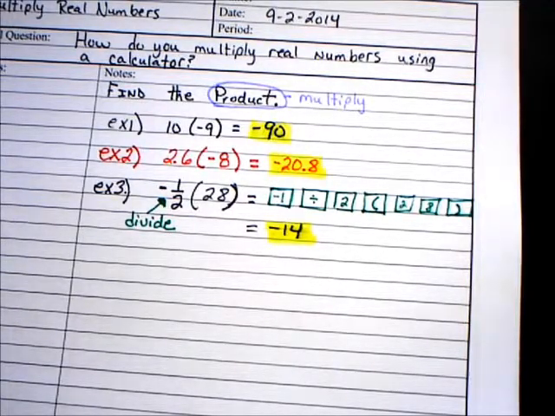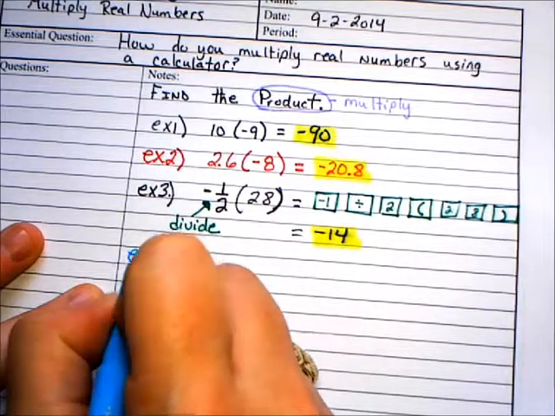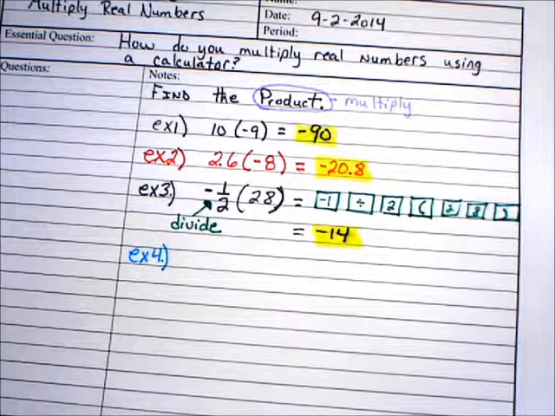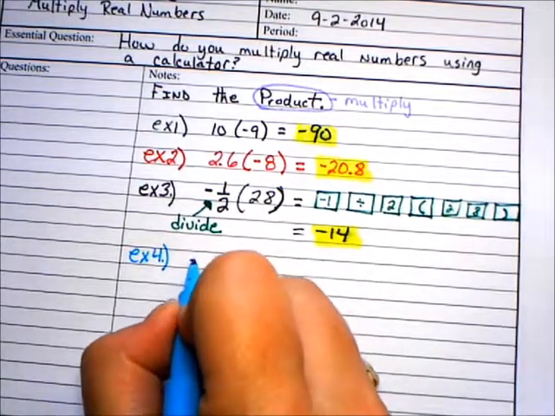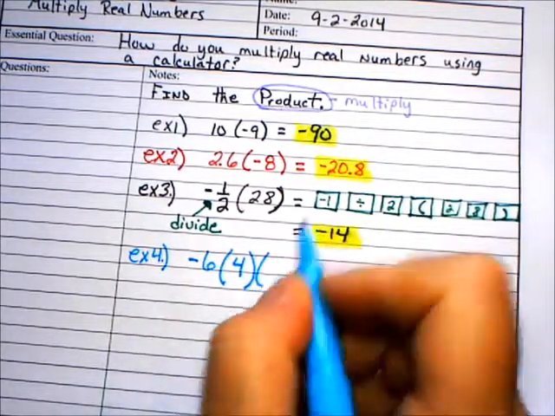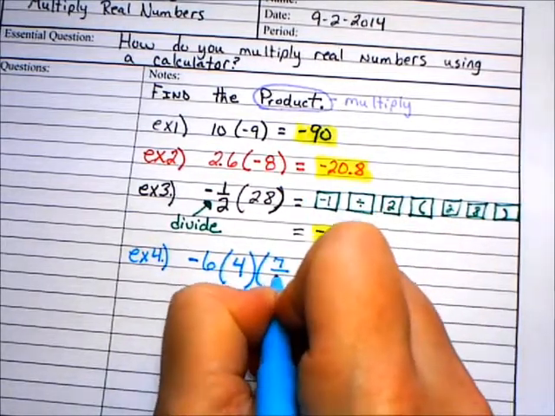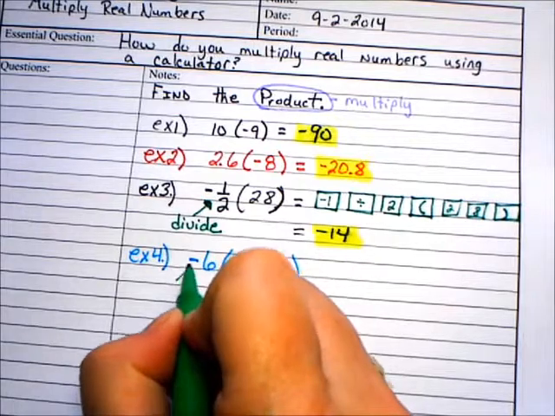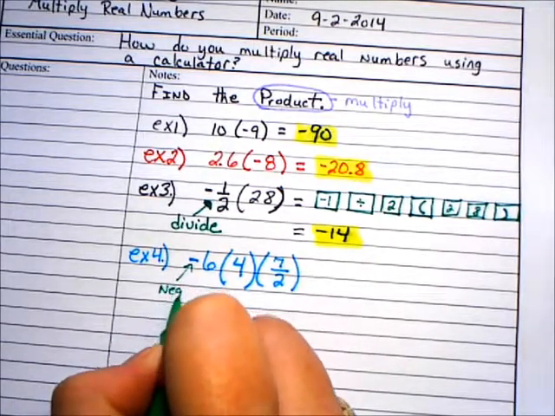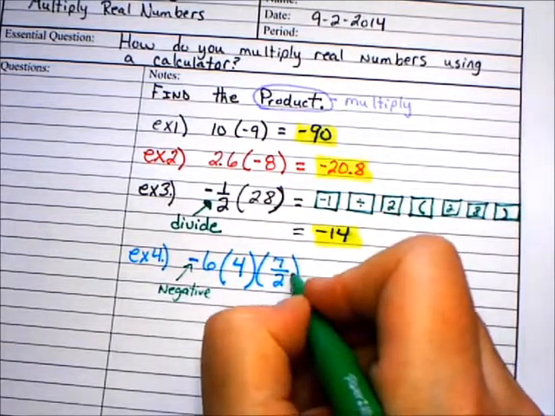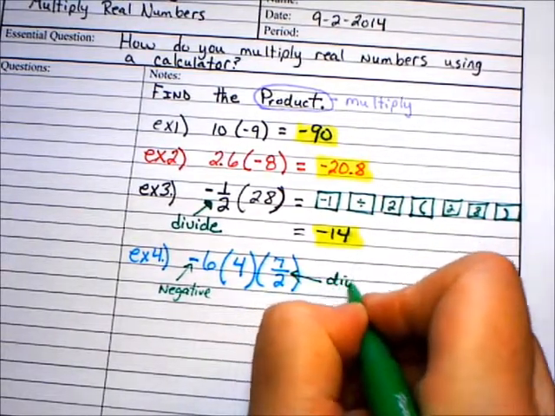Okay, let me go to example 4. On example 4, just trying to make the difficulty level a little bit higher. This gives you negative 6 times 4 times 7 over 2. So realize this 6 in the front, this sign here is a negative. It's not a subtract. That is a negative.